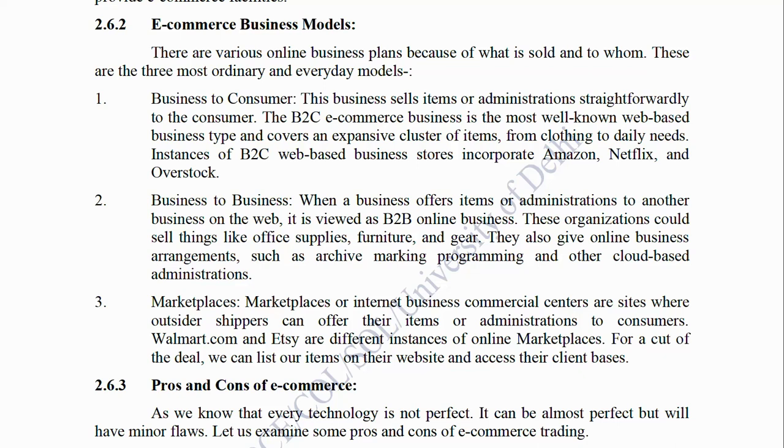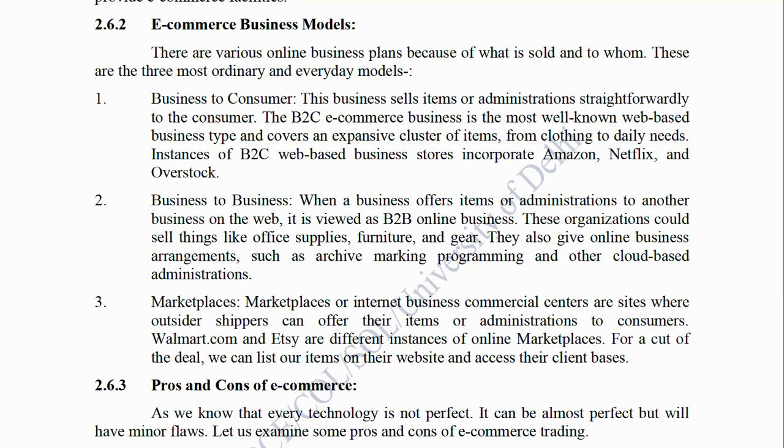Point number 2. Business to business. When a business offers items or administrations to another business on the web, it is viewed as B2B online business. These organizations could sell things like office supplies, furniture, gear. They also give online business arrangements such as archive marking programming and other cloud-based administrations.